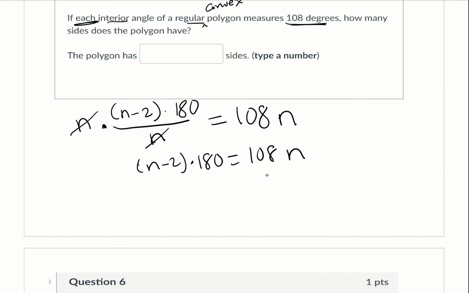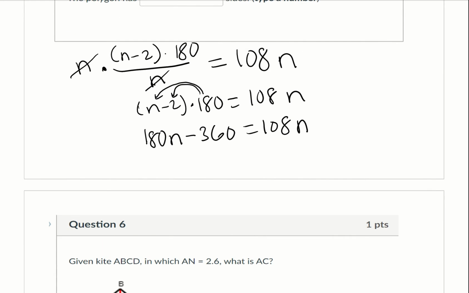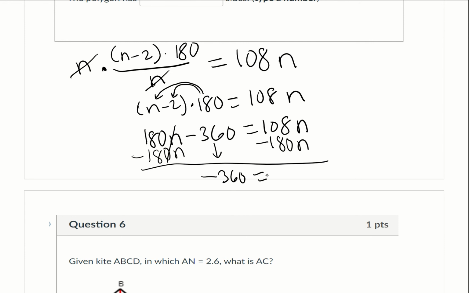And remember, when you have a number multiplying on the outside of an expression, you need to use the distributive property. So we have 180 times n minus 180 times 2, which is 360, equals 108 times n. We're going to move the n's to the right-hand side because it saves us an extra step, because we already got all the n's on the one side here. So we'll combine them, bring this down. We got minus 360 equals, we'll subtract these two, that's negative 72n.